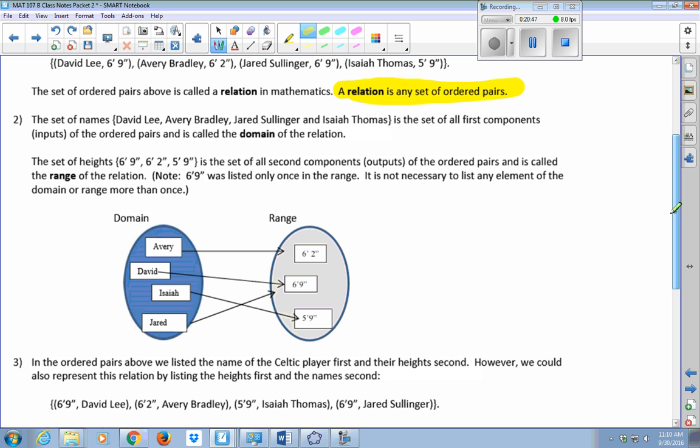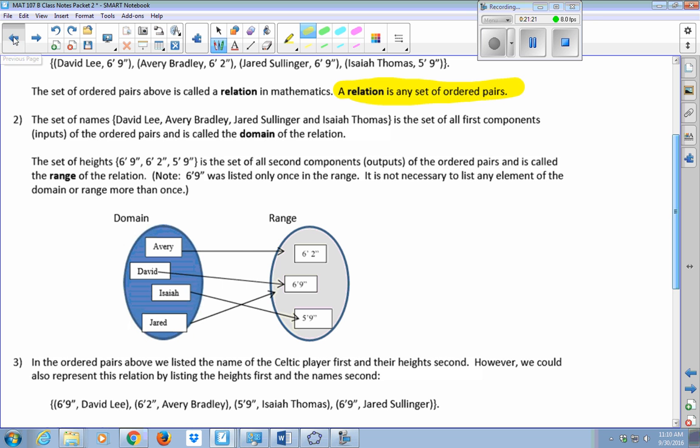Now, we've had domain earlier when we were looking at rational expressions and we were looking at what numbers were okay to have the fraction have meaning, and we excluded certain values. That's where we first saw domain in this course. Now we're looking at domain as it applies to these sets of ordered pairs, and each of the first components is what we call the domain. In this case, it's the domain of the relation, because that's what we're looking at.